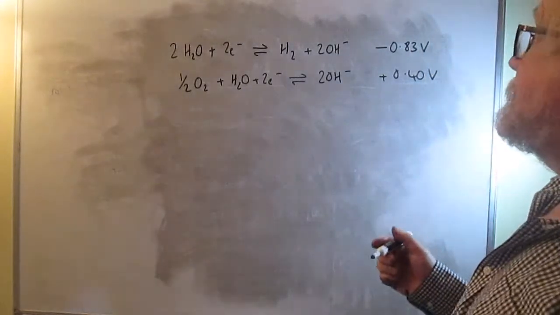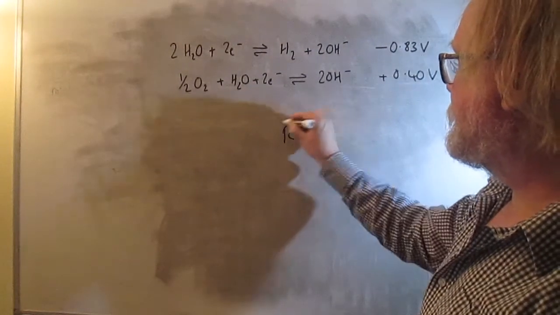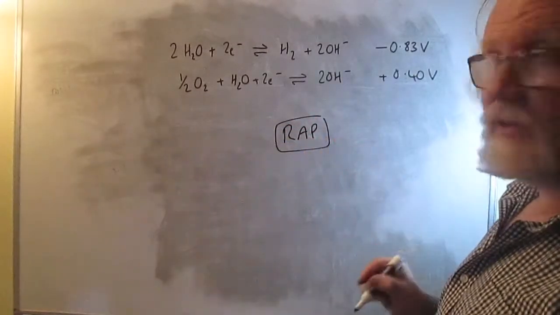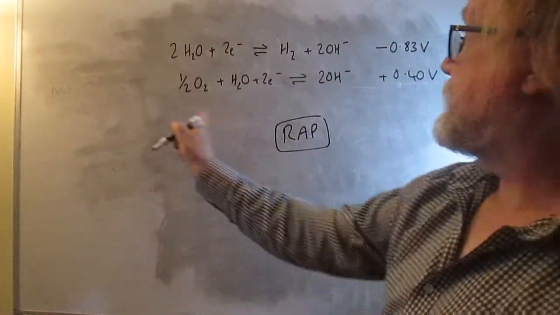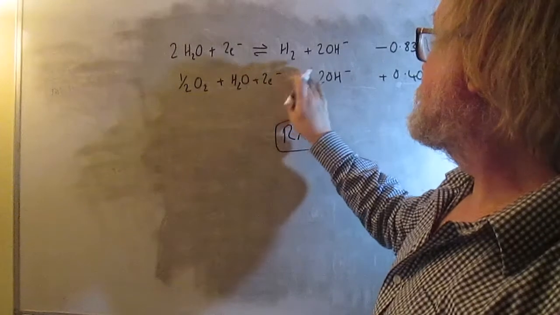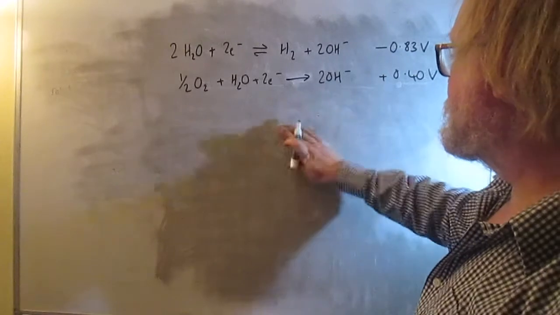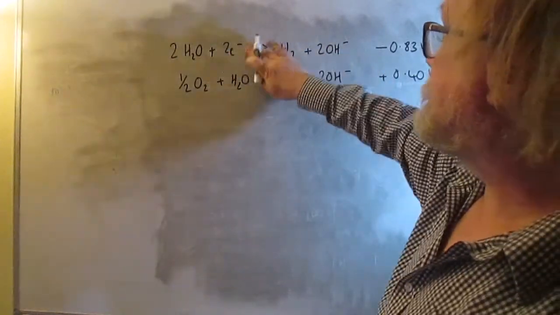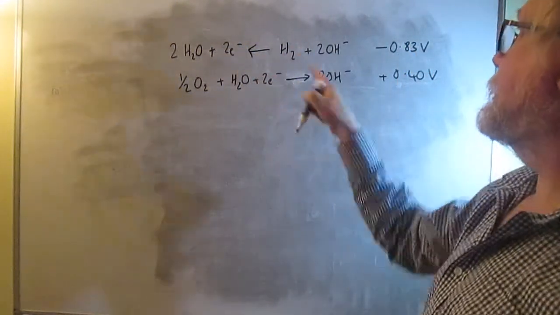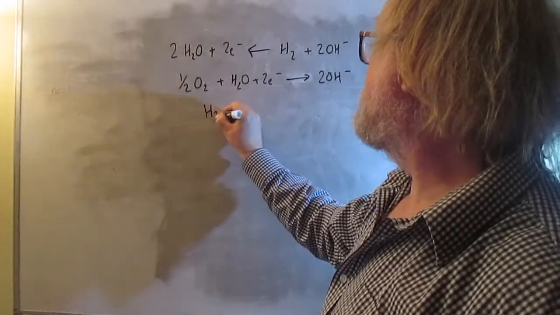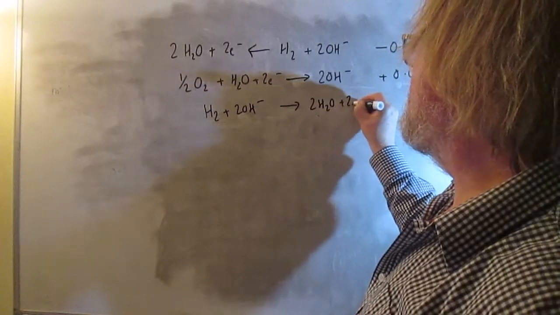So remember that when you're given electrode potentials, the key word is RAP, which says reduction and positive go together. So this one is more positive, and therefore it's going to go in the reduction direction, which is the direction where electrons are gained. So this one is going to go this way, and therefore the top reaction is going to go in the oxidation direction, which is where electrons are lost. So it's going to go that way. So we just have to rewrite that top one with these things now on the left. So we have H2 plus 2OH minus goes to 2H2O plus 2e minus.